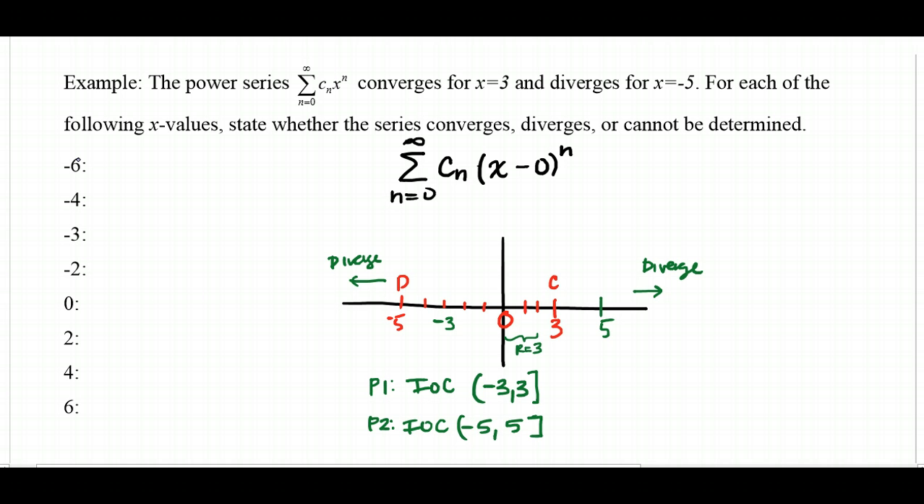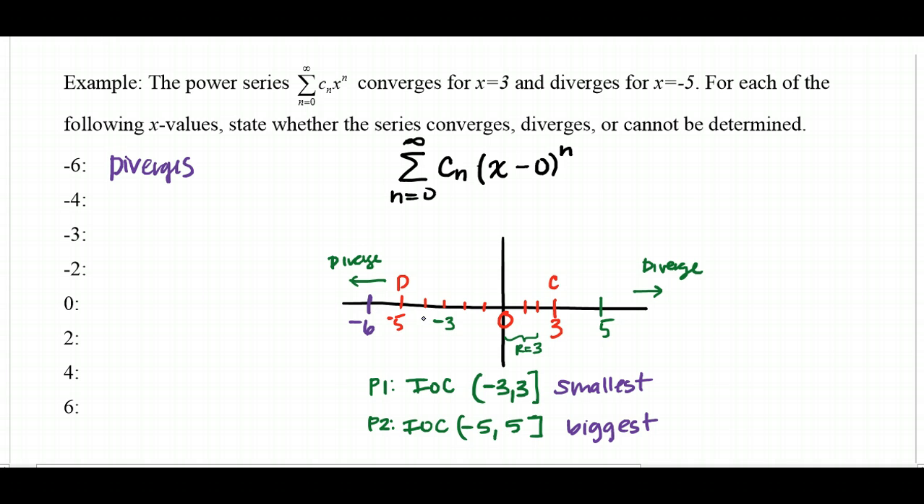So at -6, if I put -6 on this number line, if my power series diverges at -5, that must mean my power series diverges at -6, because now this is outside of the potential biggest interval of convergence. So this was the smallest possibility, and this was the biggest possibility for my interval of convergence. So anything outside of that is definitely going to have to diverge. So -6, this diverges.